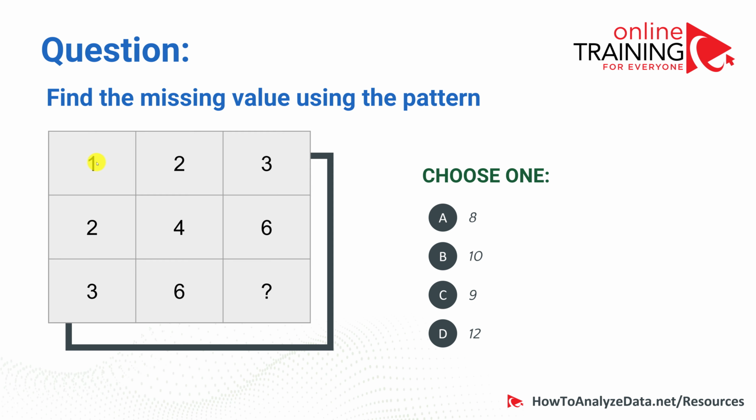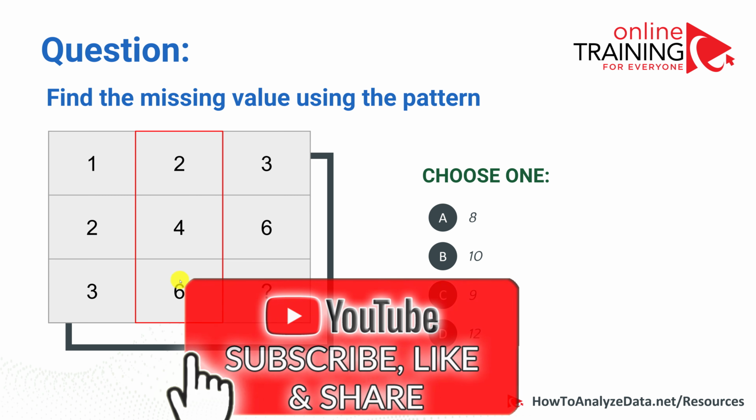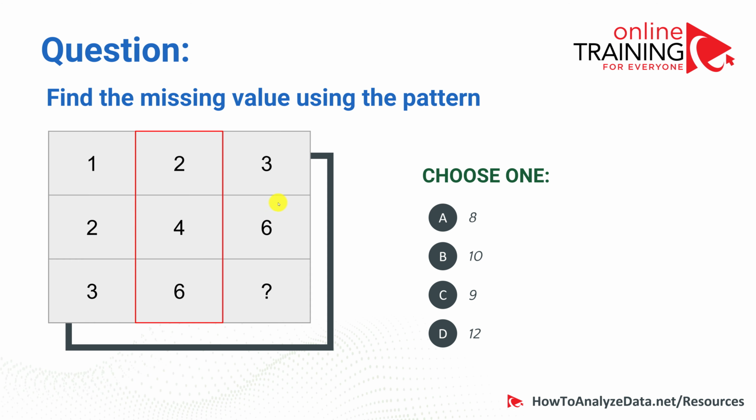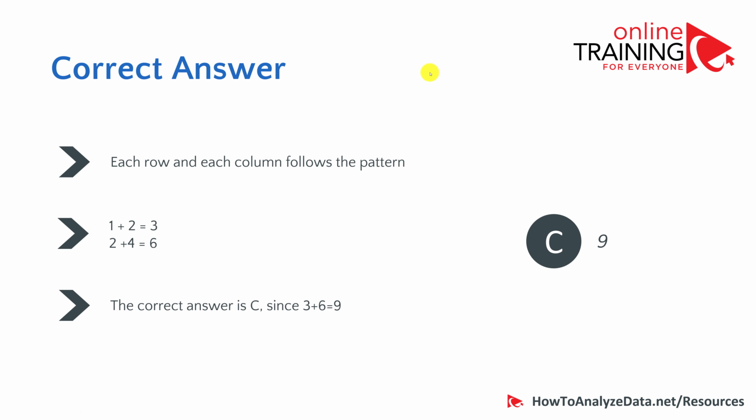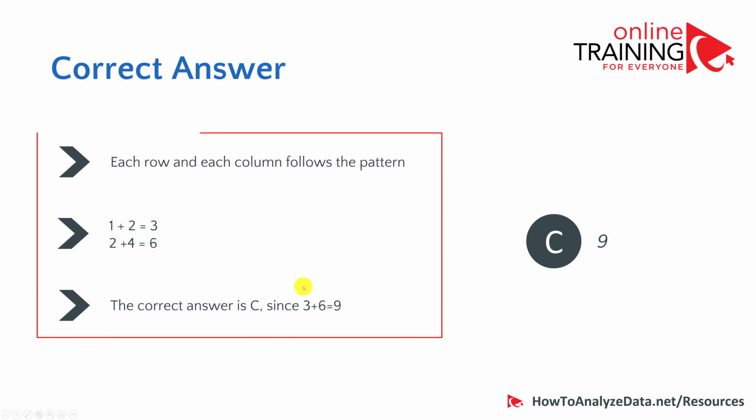And the right pattern here is that 1 plus 2 equals 3, right? And then 2 plus 4 equals 6. And once you know the pattern, you can easily calculate that 3 plus 6 equals 9. So the right answer here is choice C. Let's validate. And you're absolutely right. The right choice is choice C, and this is exactly the logic that I just presented to you. Hopefully you've got this one right.